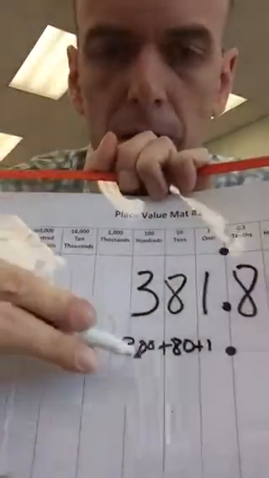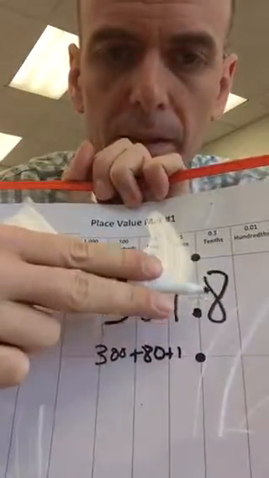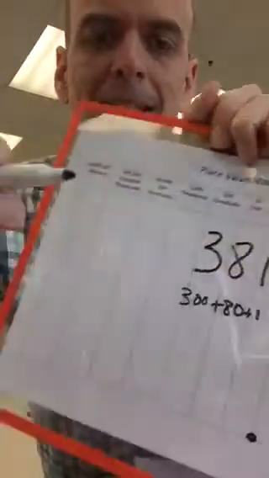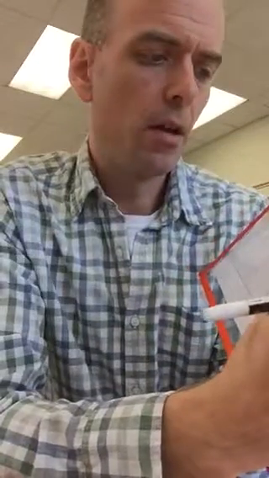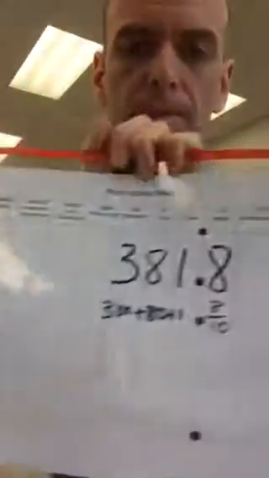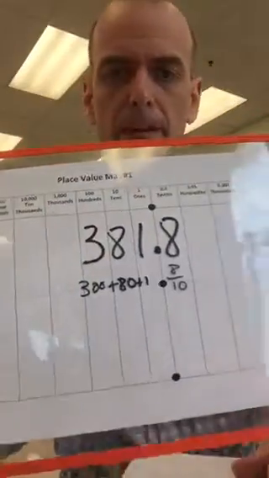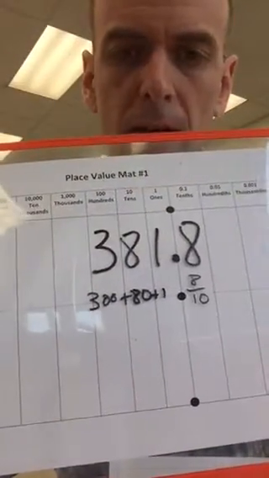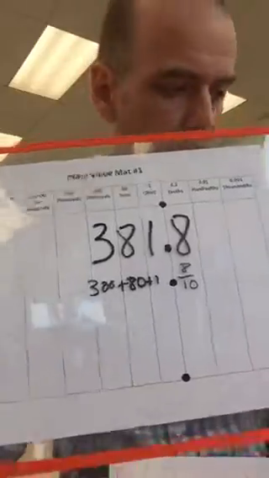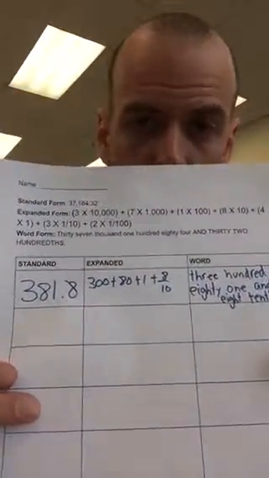So 300 plus 80 plus 1, and then we have 8 in the tenths, 8/10. So the way to write 8/10 is this, 8 over 10. We write it as a fraction. And look guys, we have our expanded form. 300 plus 80 plus 1 plus 8/10. So then I go back to my sheet and I write that. 300 plus 80 plus 1 plus 8/10. There.